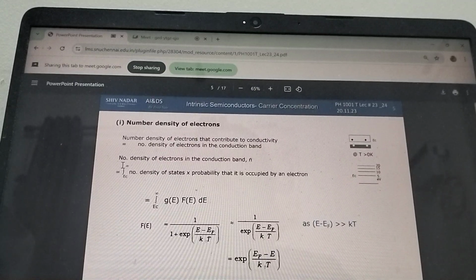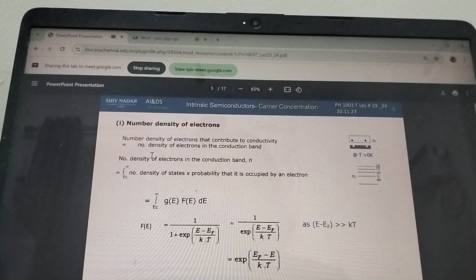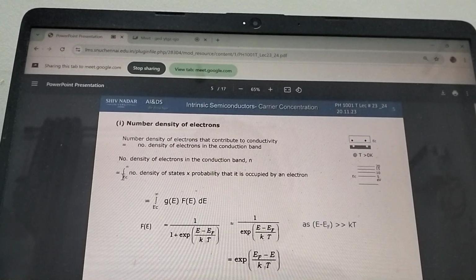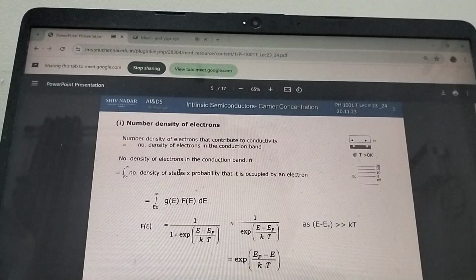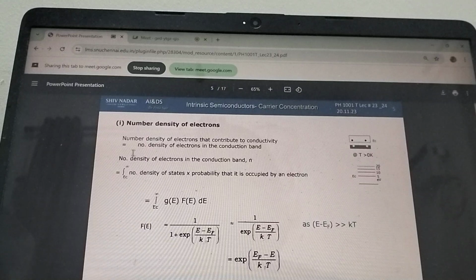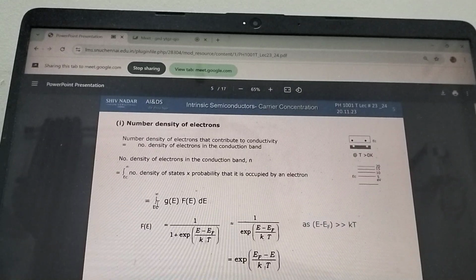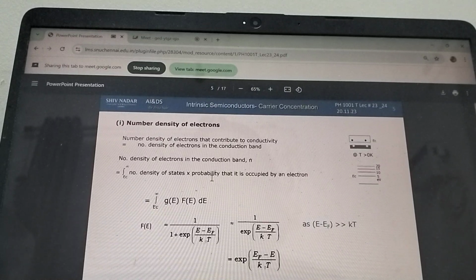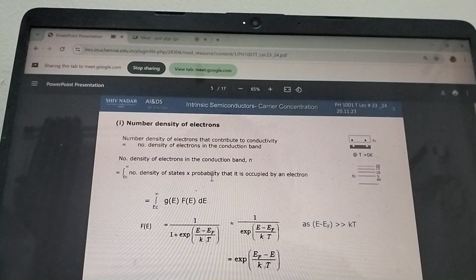So what are we trying to find out here? How many electrons are present in the conduction band. From the start of the conduction band till infinity, how many allowed energy states are there, into the probability that they are occupied, and we integrate it between these limits. That is the integration from EC to infinity of G(E) F(E) dE, where G represents the number density of states and F is the probability of its occupation.